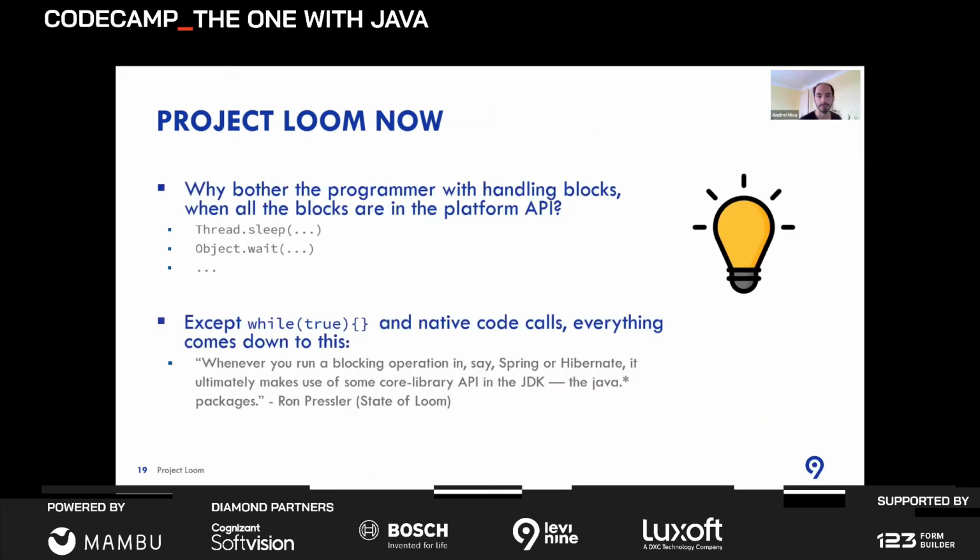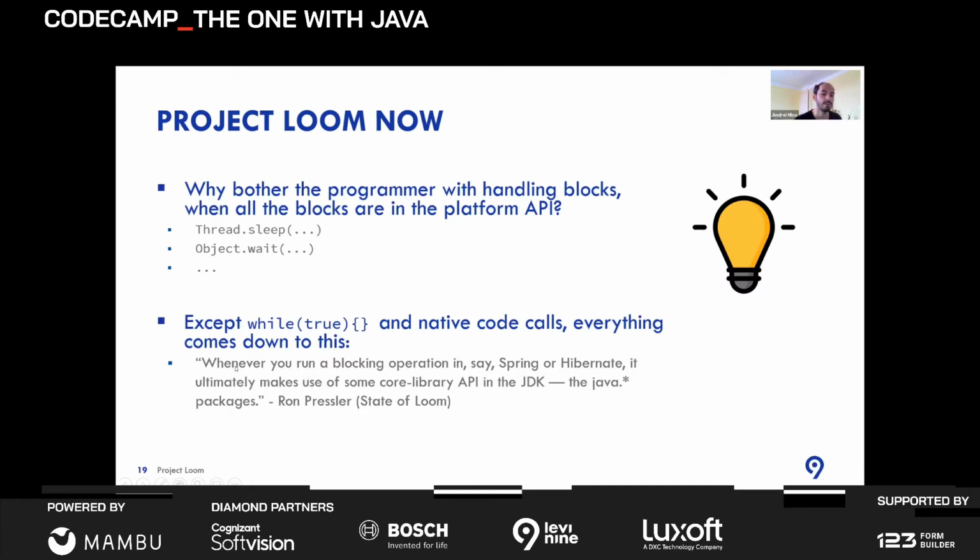They thought, why bother the programmer with handling blocks in the language, in the application, when all the blocks are occurring in the platform? You've got waitings when a thread sleeps or an object waits for a notification. So except if you do funny things like calling native code outside of the platform, then everything comes down to what Ron Pressler said in one of his posts about the state of Loom.